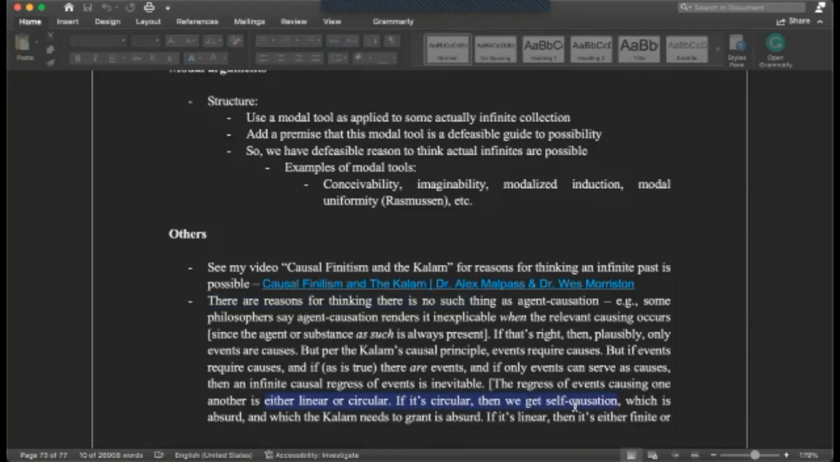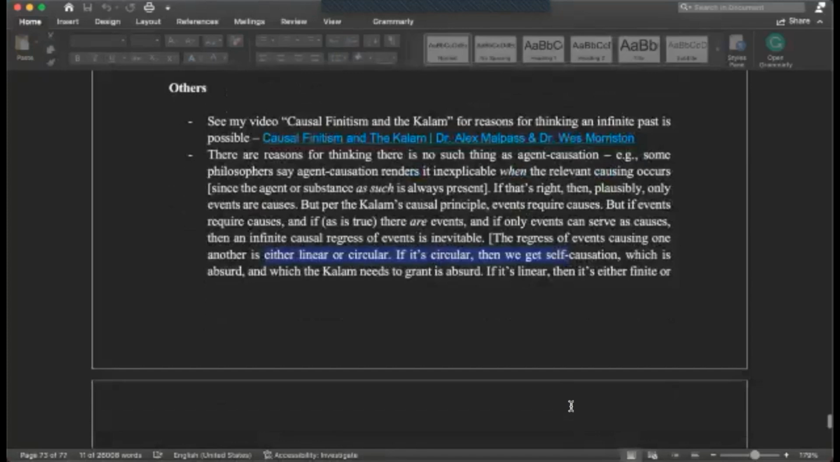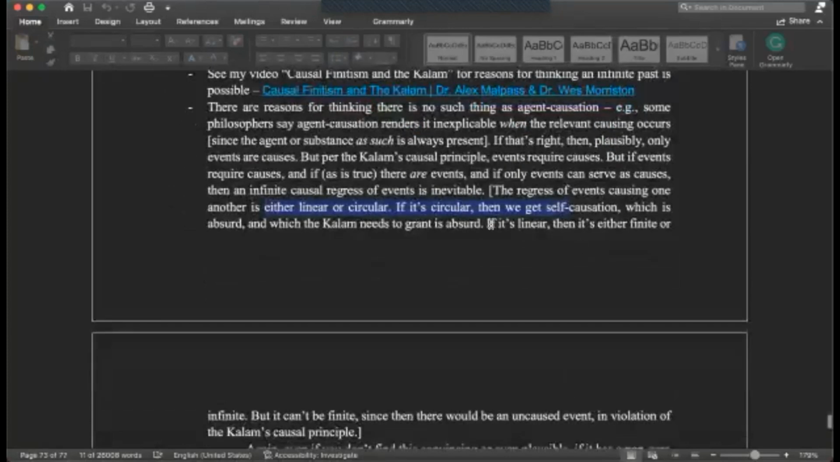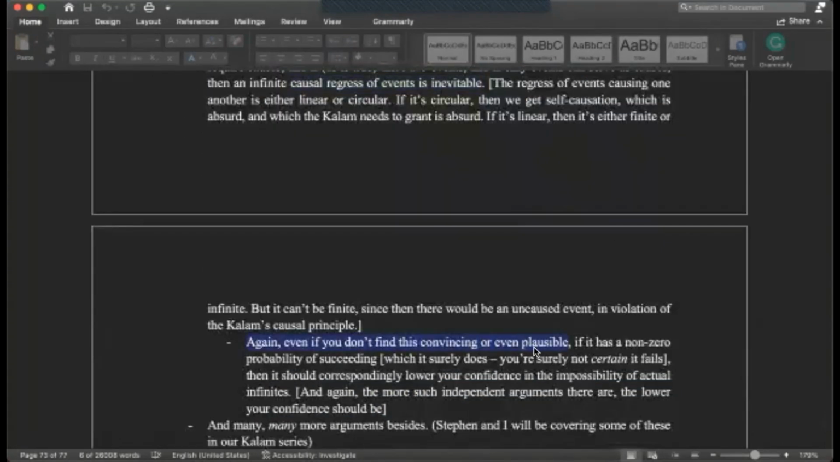If it's circular, then we get self-causation, which is absurd, and which the Kalam needs to grant is absurd in order for the Kalam to succeed. And if the regress of events causing one another is linear, then it's either finite or infinite. But it can't be finite, since then there would be an uncaused event in violation of the Kalam's causal principle. And so you're just inevitably led into an infinite causal regress of events, which in turn constitutes an actually infinite collection.